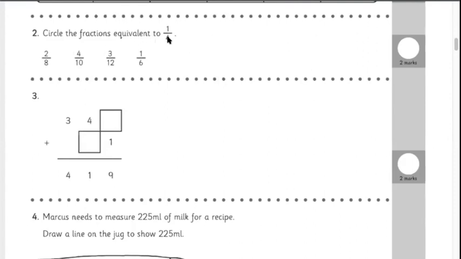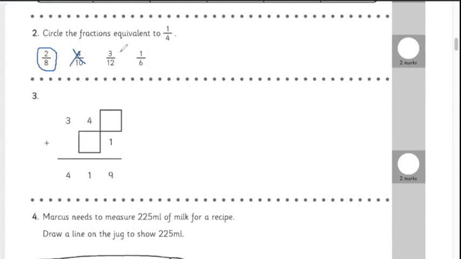Okay, so circle the fractions equivalent to 1/4. So what we need to do is work out if I times any of my numerators by 4, any answer that is the same as the denominator is equivalent. So 2 times 4 is 8, so we know that this is an equivalent fraction, because 1 times 4 is 4, 2 times 4 is 8. We move along. 4 times 4, it's not 10, it's 16, so this isn't an equivalent fraction.